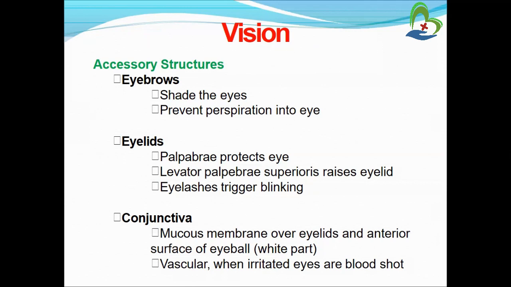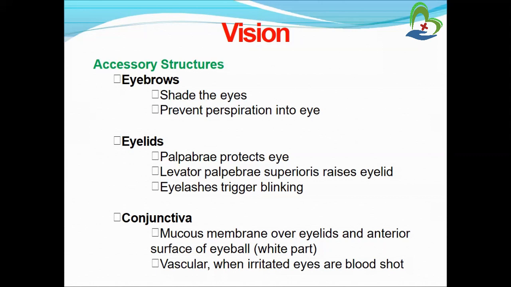Okay, next, that is the eyelids. What is the function of eyelids? The palpebrae protect the eye. Levator palpebrae superioris raises the eyelid, and eyelashes trigger blinking. We all know that the lashes are used for the blinking of eyes. And the function of the lids is the protection of the eye, and the levator palpebrae also raises the eyelids.